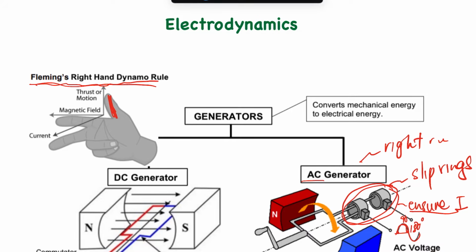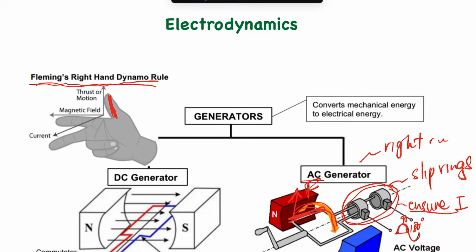The thumb represents the force. So if the coil is rotating in this way, this side of the coil will move up. So the force is up.